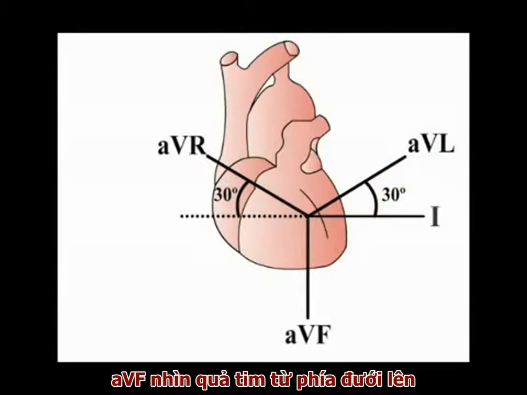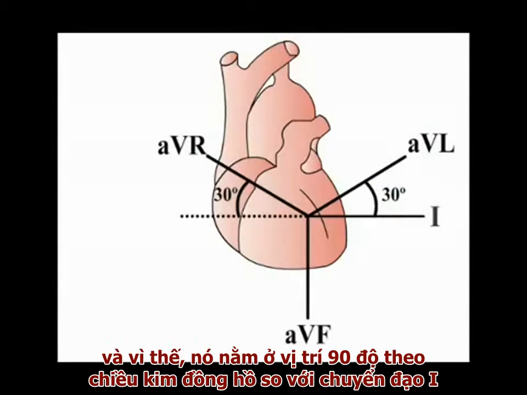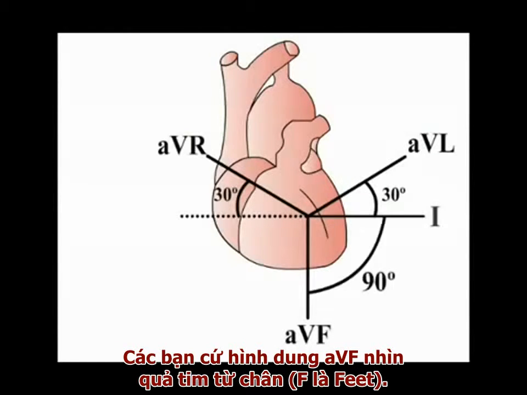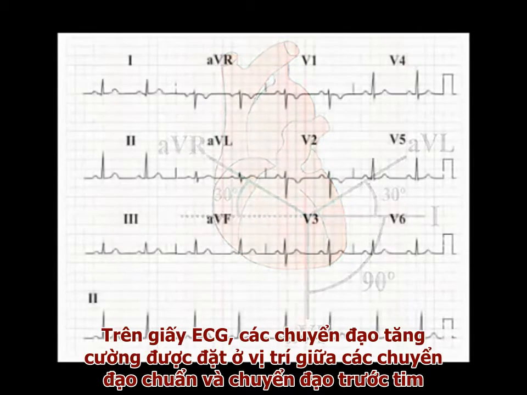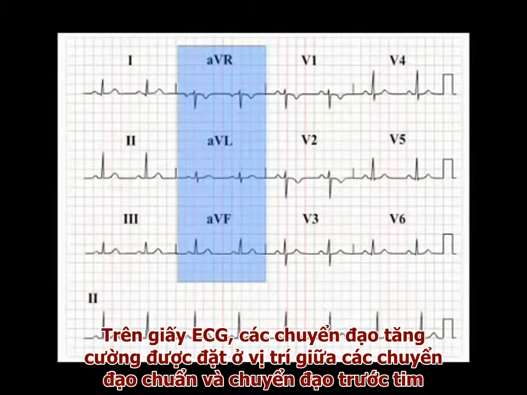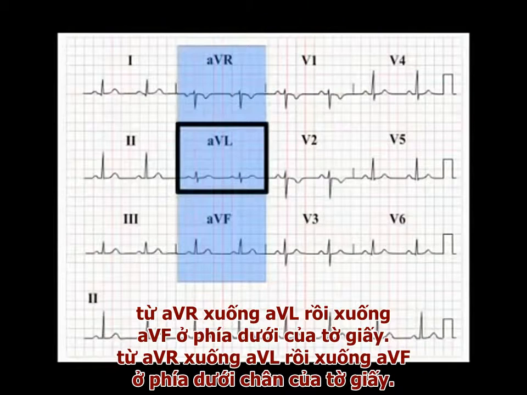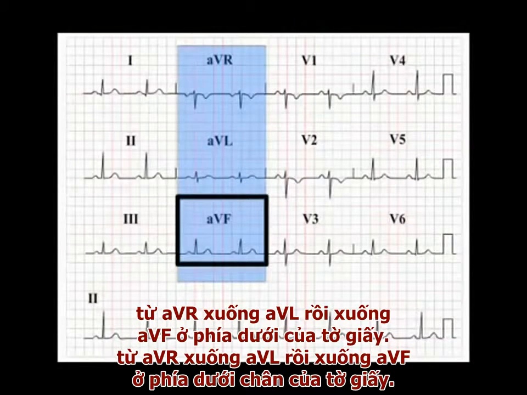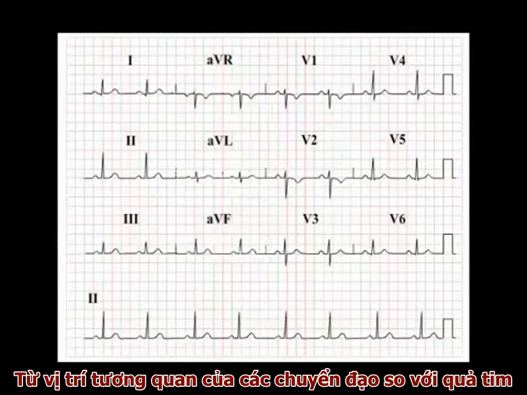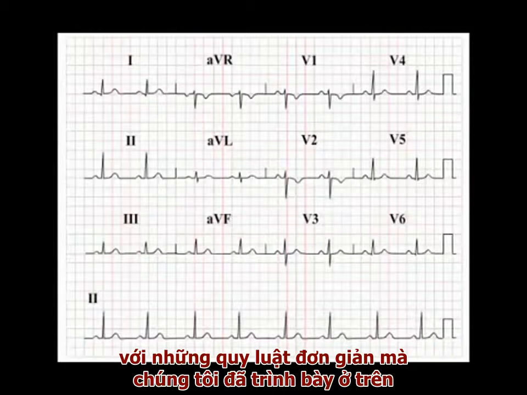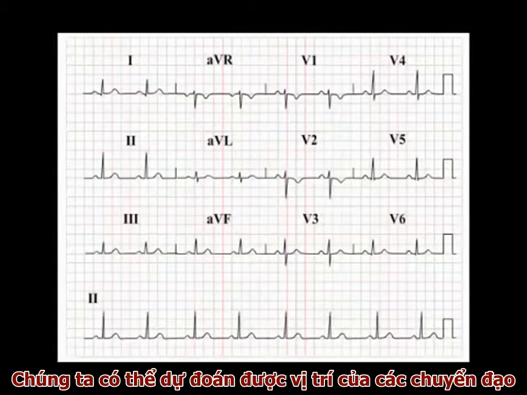AVF looks straight up at the inferior surface of the heart and is therefore at 90 degrees clockwise from lead 1. Think of AVF as looking straight up at the heart from the feet. F is for feet. On the ECG readout, recordings from the augmented leads are positioned between the standard leads and the chest leads, from AVR to AVL, and down to AVF at the foot of the page. Combining our knowledge of the positions of the ECG leads relative to the heart with the simple electrical rules outlined so far, we can generate a predicted normal ECG, and here we have it.